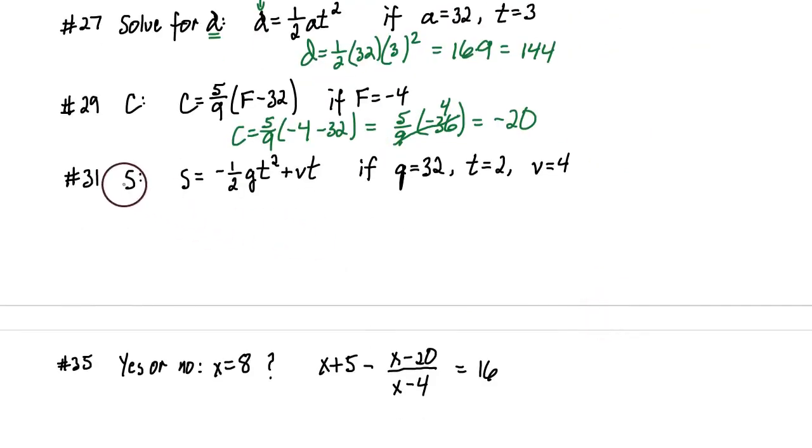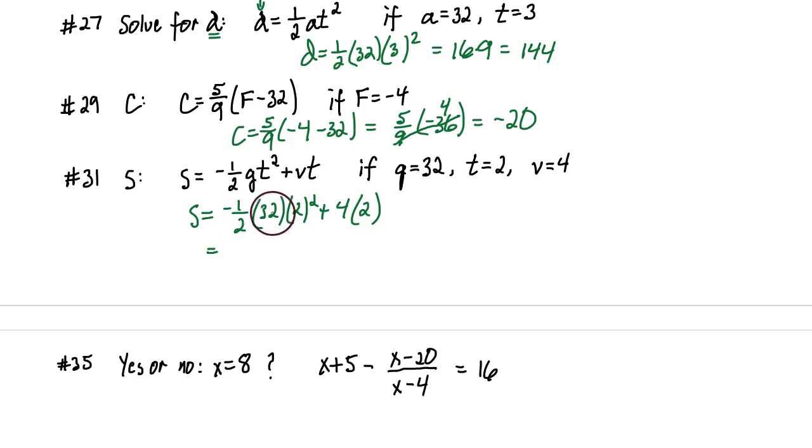Number 31, we're asked to solve for s. Let's make substitutions of the values they give us for the other variables. For g, 32. For t, 2. For v, 4. And for t, 2. And then simplify this expression.